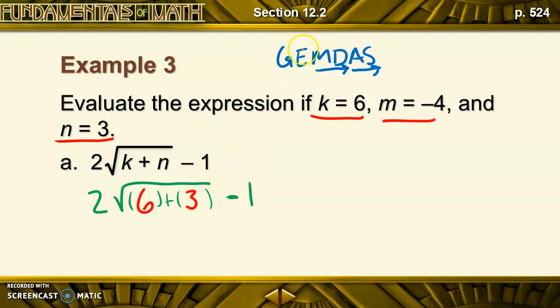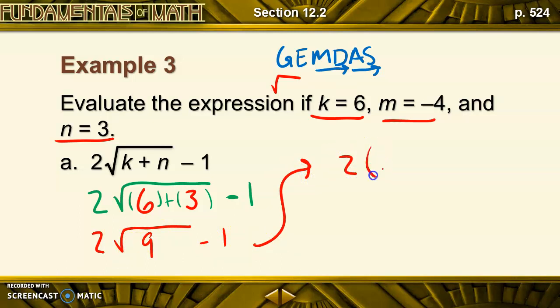Our order of operations says, do we have any grouping symbols? I'm going to say yes, because a square root is a grouping symbol. So I need to evaluate and then simplify. 6 plus 3 is 9. And the square root of 9 is the same thing as 3, because remember, 3 squared is equal to 9. So the square root is going to equal 3.